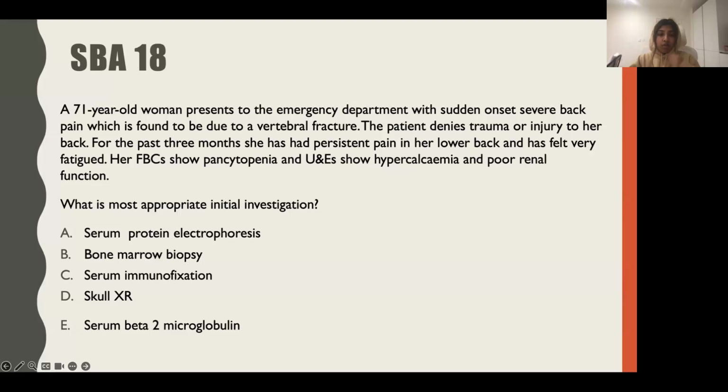A 71-year-old woman presents to the emergency department with sudden onset severe back pain, which is found to be due to a vertebral fracture. The patient denies trauma or injury to her back. For the past 3 months, she has had persistent pain in her lower back and has felt very fatigued. Her FBC shows pancytopenia and U&Es show hypercalcemia and poor renal function. What is the most appropriate initial investigation?